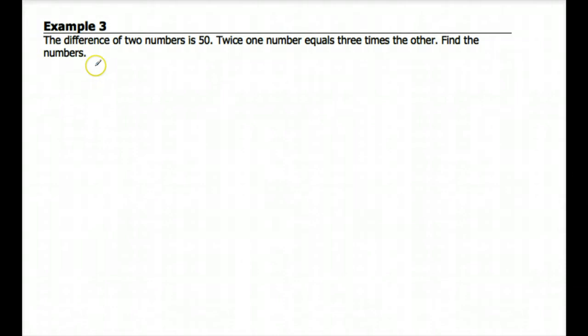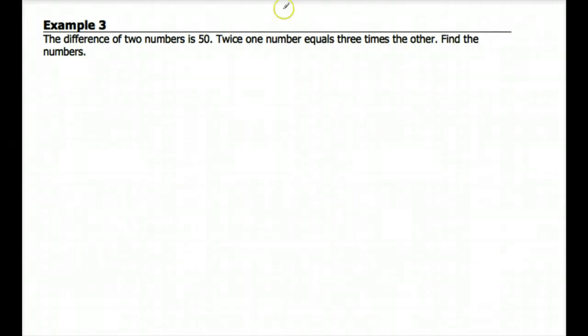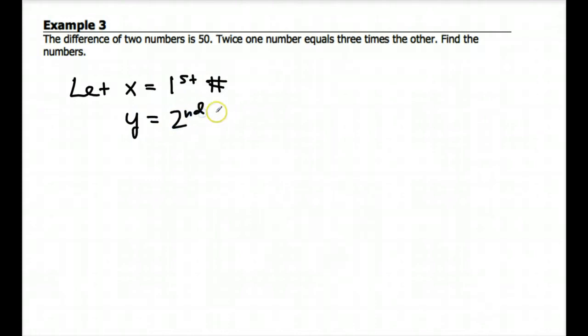This time it says the difference of two numbers is 50. Twice one number equals 3 times the other. Find the numbers. Again, for my let statements, let x equal my first number, and y is going to be my second number. Difference, you should know, means subtract. So the difference of your numbers is 50, which means I take my larger number minus my smaller number: y minus x equals 50.